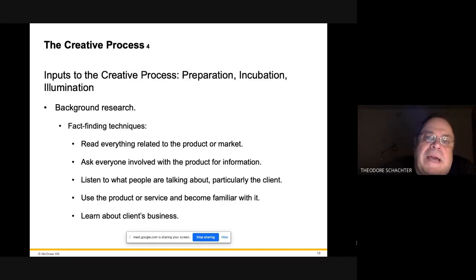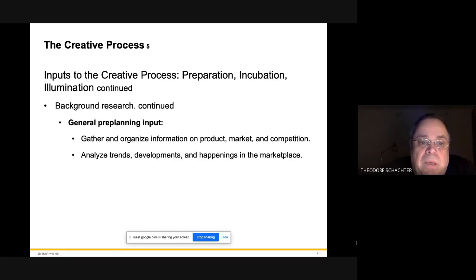Some of the things we look at when we do the research are background research with all these bullet points. And then we look at how we organize the information: the product information, the market, the competition, what are trends, developments, what has happened in the marketplace. That's what we have to stay up to date on, news and events.